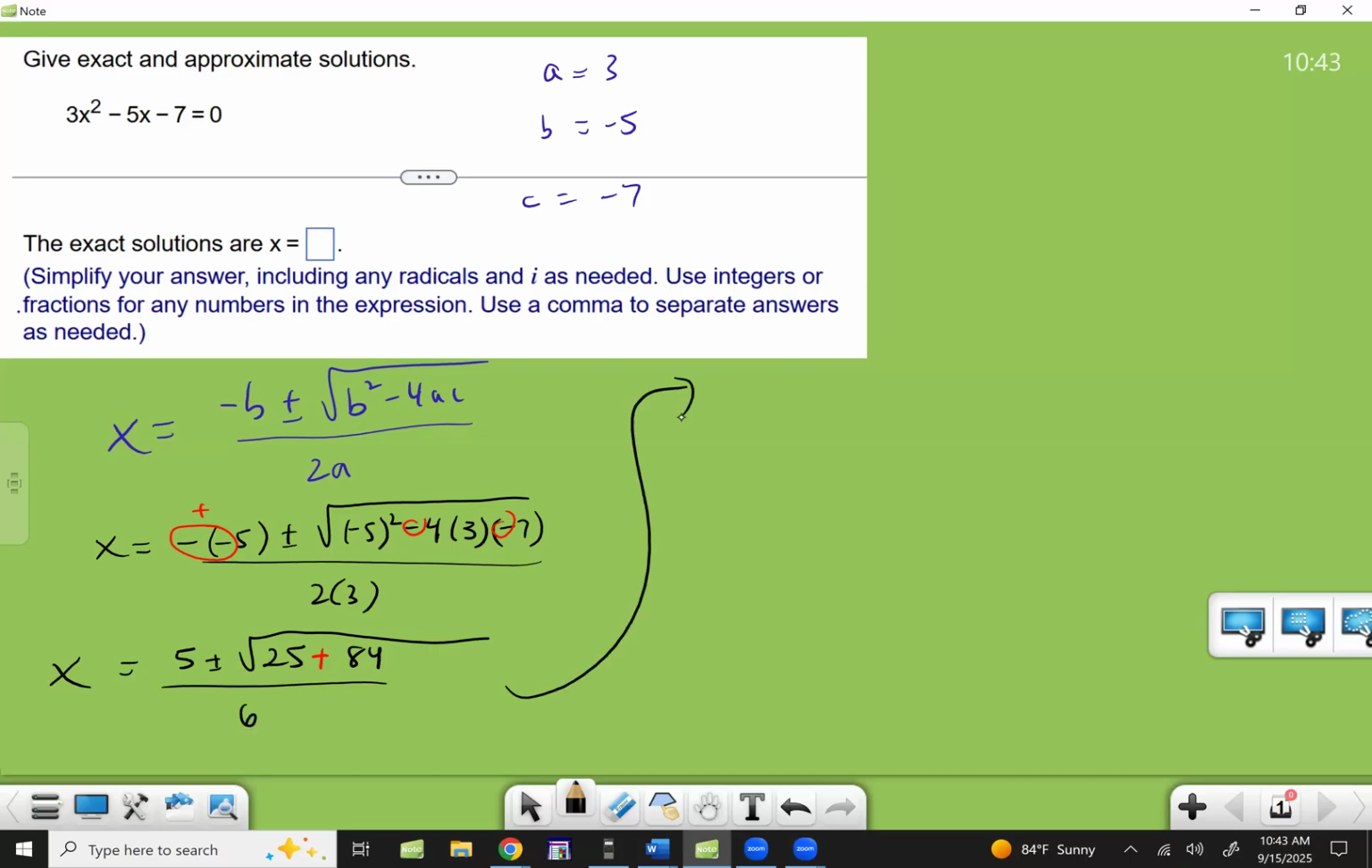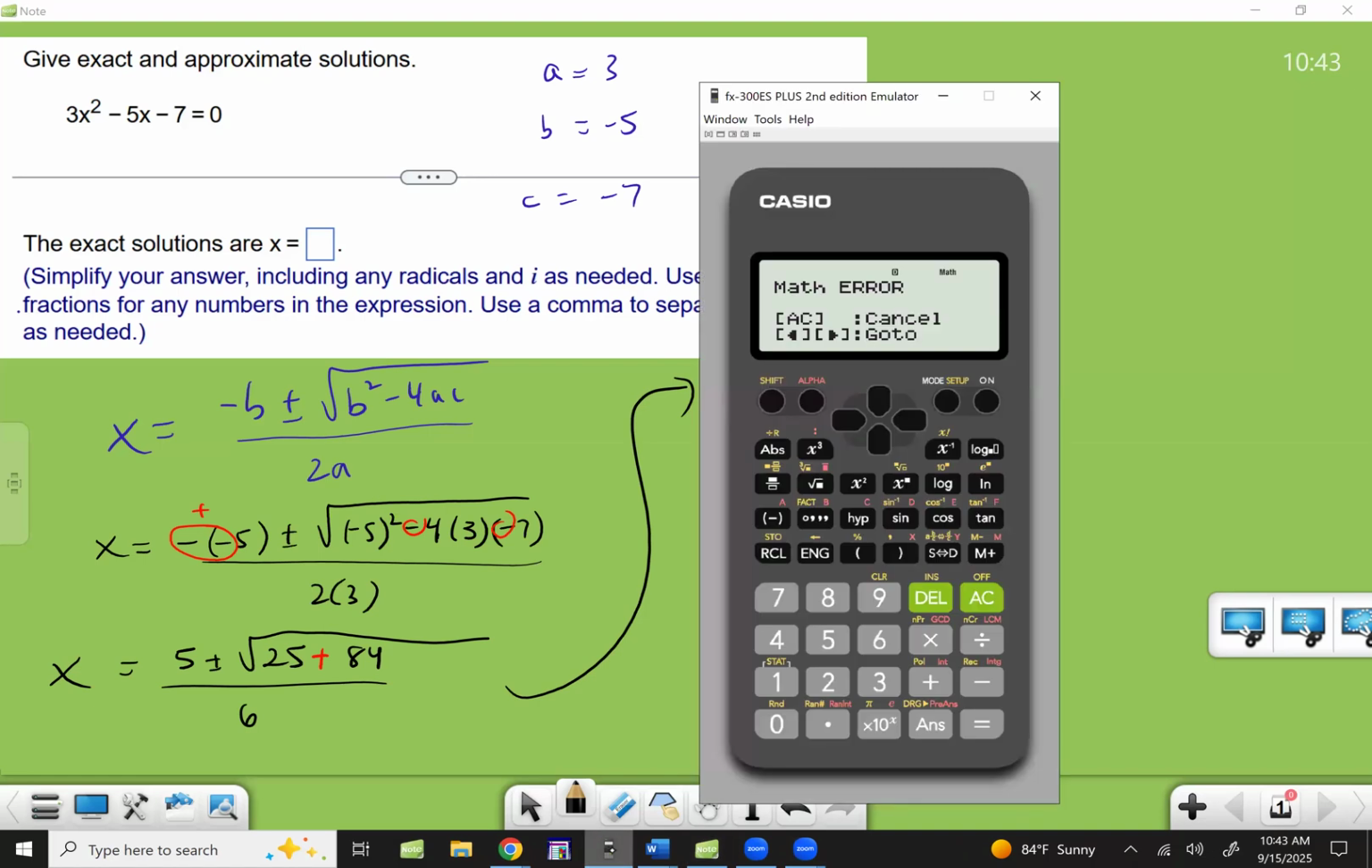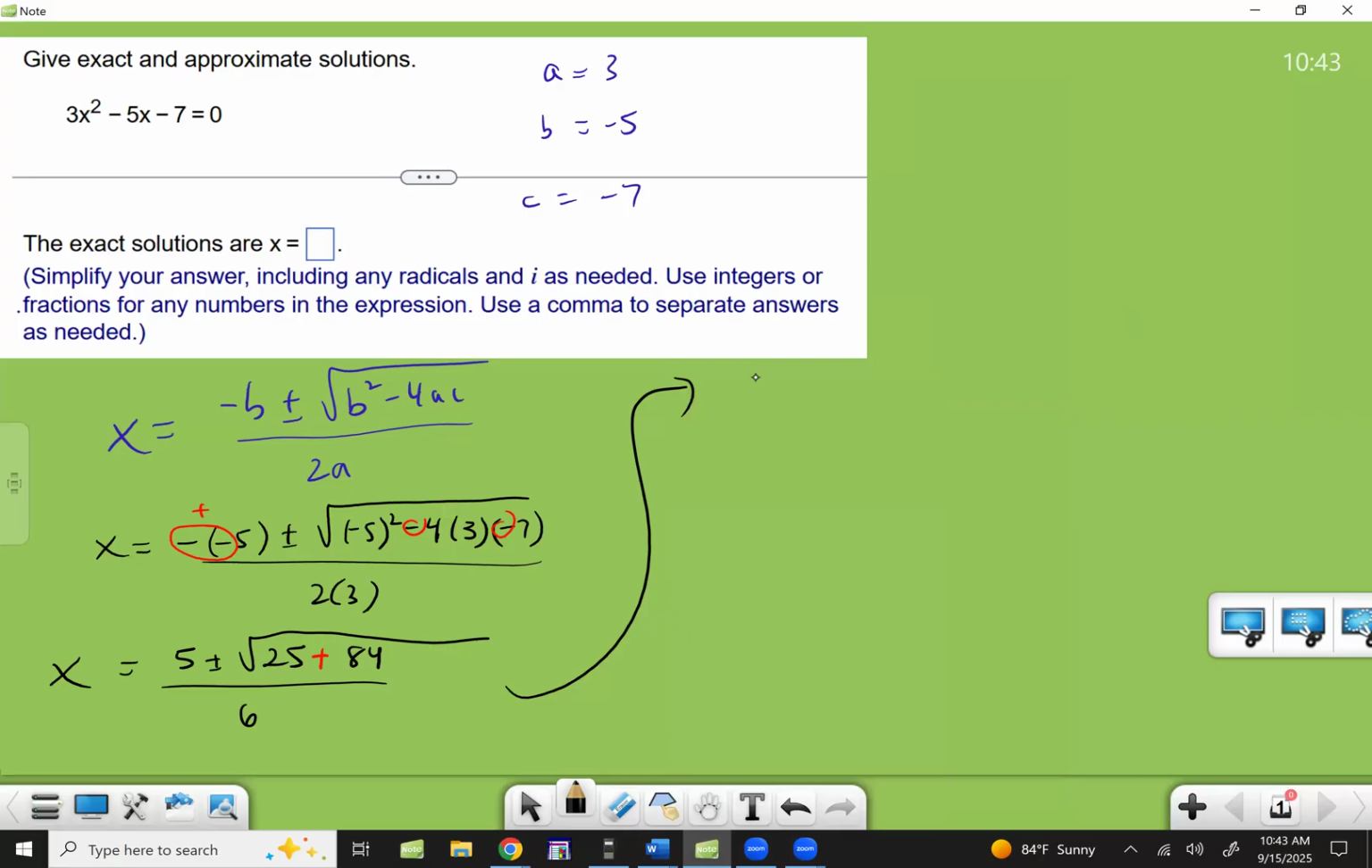Now remember, if you're terrible at number crunching, then just put everything underneath the radical into the calculator. Oops, let me clear this out. You would put parentheses, -5. Those parentheses are super important; you'll get it wrong without them. Then -4, parentheses, 3, parentheses, -7. And you'll get 109. So 25 plus 84 is indeed 109, so it looks like we did our math correctly there.